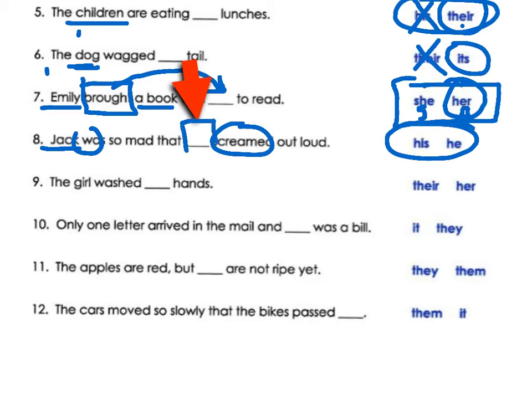Just because the pronoun is coming before a verb, before another verb, it has to be a subject pronoun. Because who screamed? You could say here, Jack screamed out loud. Jack was so mad that Jack screamed out loud. So which of these two pronouns would replace Jack in that part of the sentence, meaning just before a verb? You'd have to say he, because his is an object pronoun, not a subject pronoun.